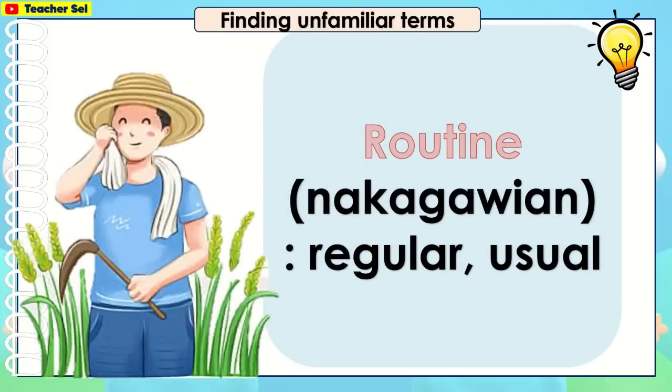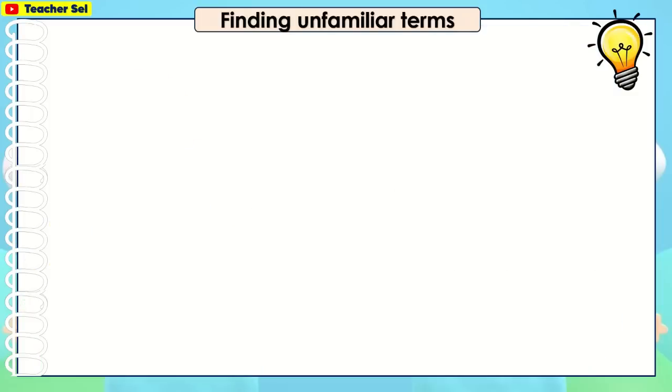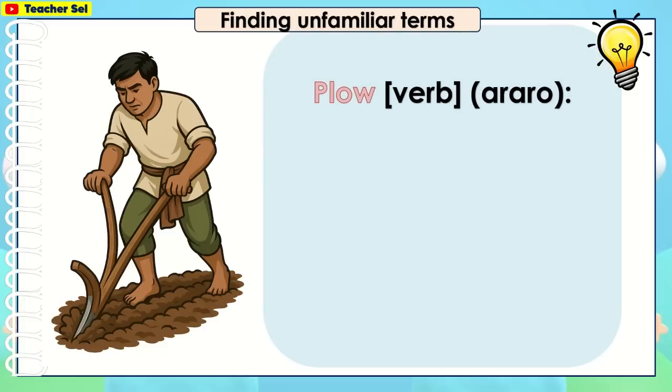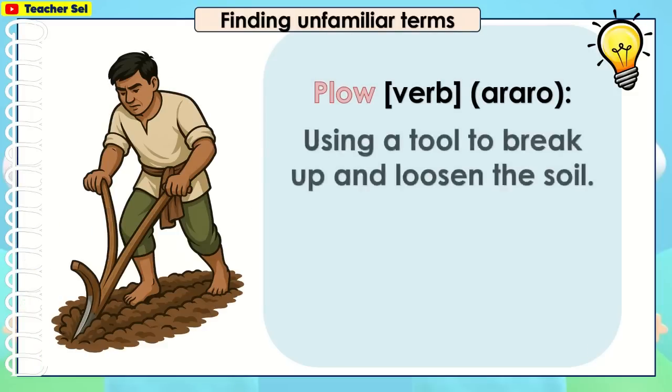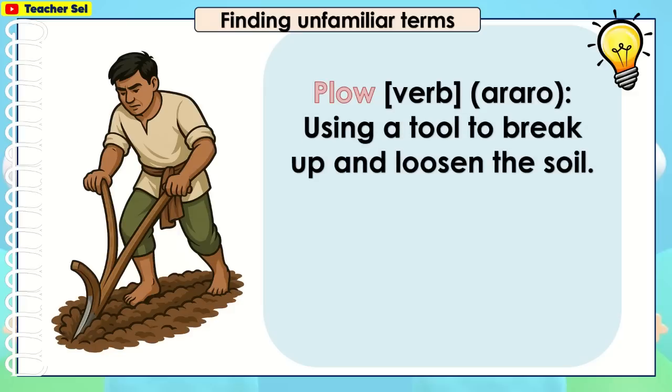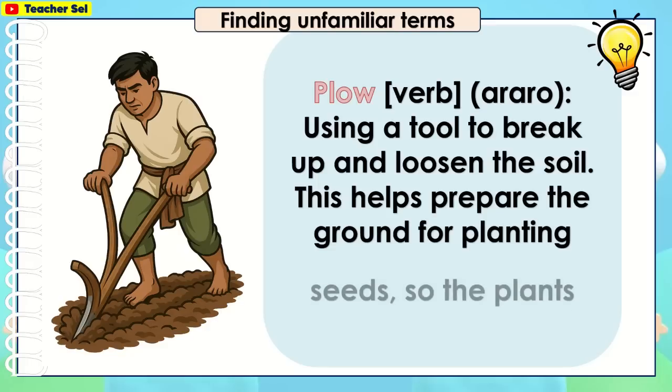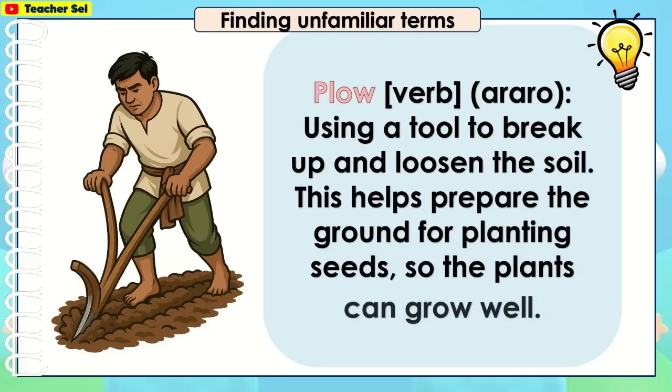Let's define these terms. Routine, nakagawian, regular, usual. Plow, araro. Using a tool to break up and loosen the soil. This helps prepare the ground for planting seeds so the plants can grow well.